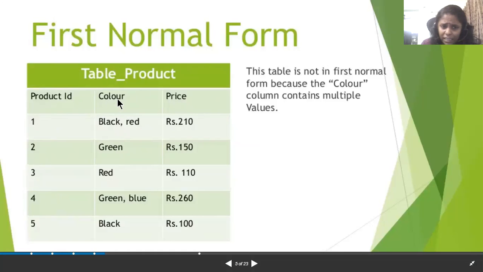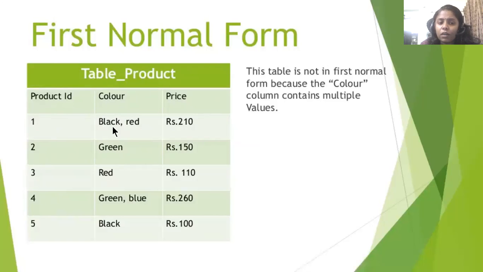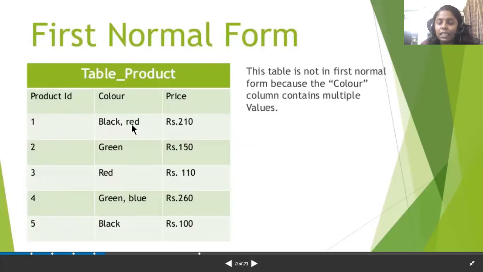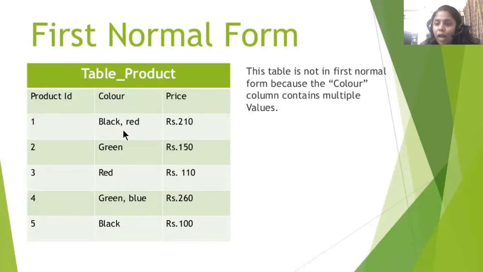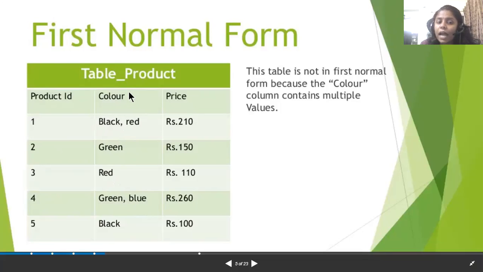Then in the color column, you can see that in the first row itself, black and red values are given, and then green, red, green and blue, then black. That means the color column has more than one value in each row. Multi-values are available for that particular attribute color. Then for price, only unique values are available, and these are all atomic values.